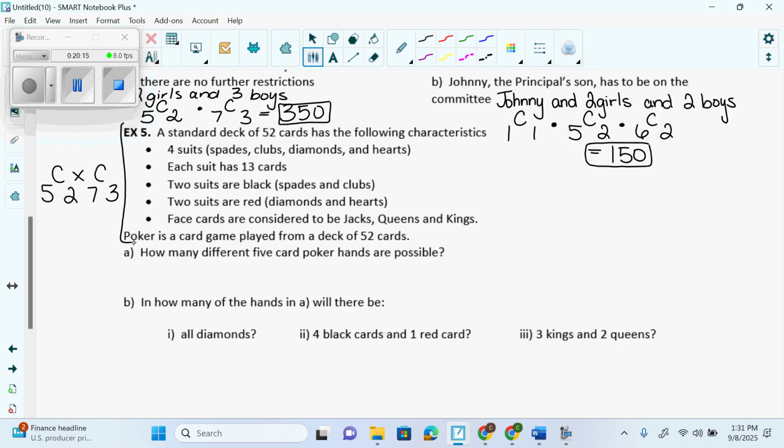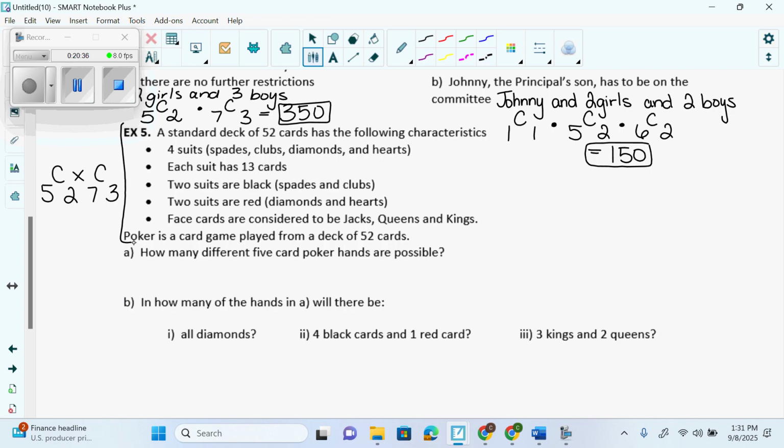So there are 52 cards in a deck, with 4 suits: spades, clubs, diamonds, and hearts. Each suit is 13 cards, because 52 divided by 4 is 13. 2 suits are black, spades and clubs. 2 suits are red, diamonds and hearts. Face cards, the ones with faces, are jack, queen, and king. With 3 face cards per suit and 4 suits, 3 times 4, there are 12 face cards.